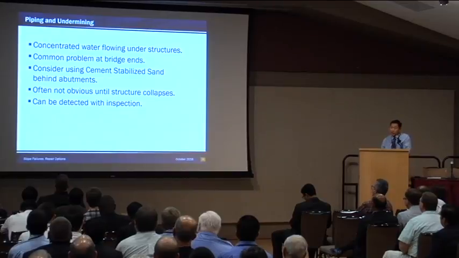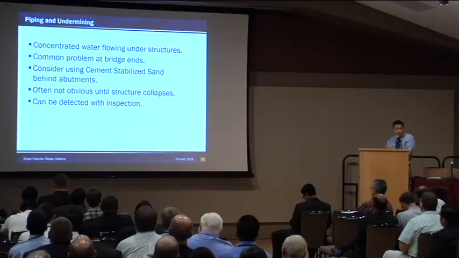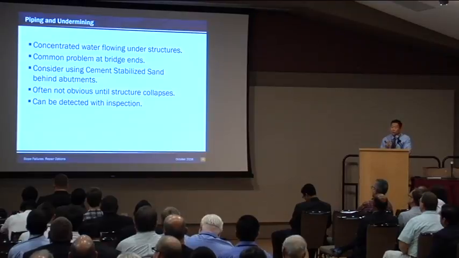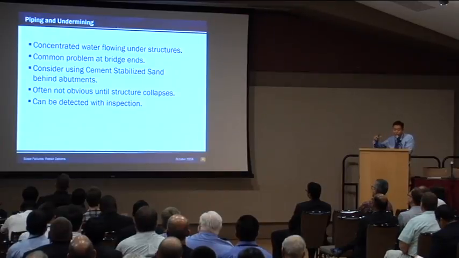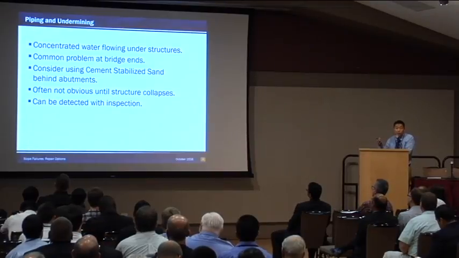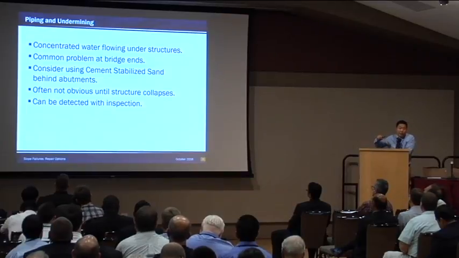Piping and undermining. Normally, piping and undermining are due to concentrated water under the structure. Typical locations where you will see undermining or piping are the bridge approach, either under the concrete rim wrap or around or below the abutment cap. If the undermined section is large enough, and if the structure, such as the concrete rim wrap, has already failed, you can use cement stabilized sand, compact it, and rebuild the failed structure.